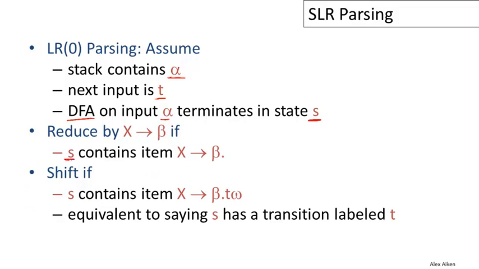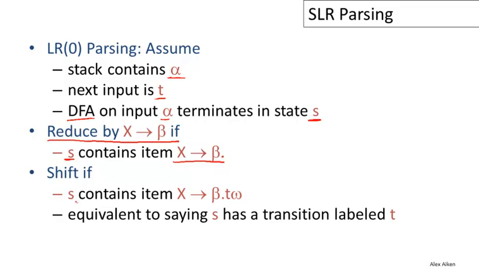If the final state of the DFA contains the item X goes to beta dot, what does that say? That says we've seen the complete right-hand side of X goes to beta on the top of the stack, and furthermore, everything below still says that X goes to beta dot is a valid item for this state, meaning that it's okay to reduce by X goes to beta. So if we see a complete production, dot all the way on the right-hand side, in the final state of the DFA, then we're just going to reduce by that production.